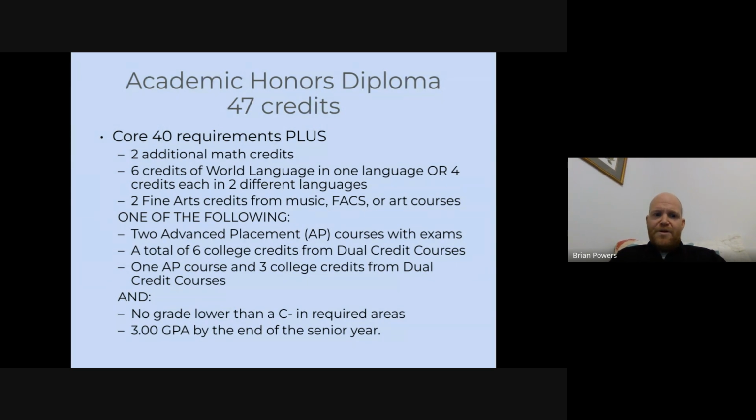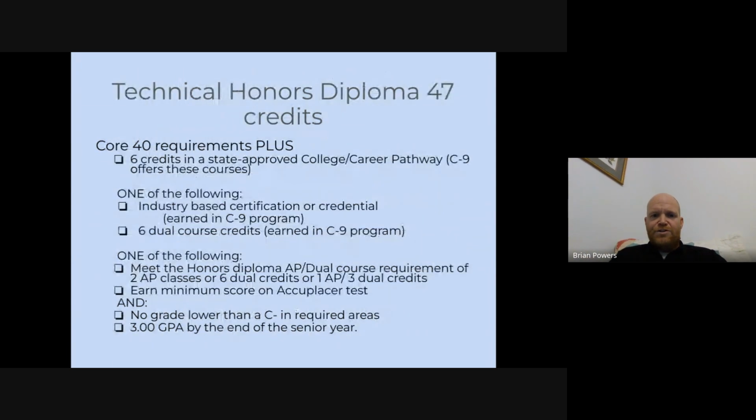And then you have to have a 3.0 grade point average by the end of the senior year. If you do get D's or even an F, that will lower the GPA, and that will play a big role in it. So something to keep in mind. That is the academic honors diploma in addition to just the Core 40.